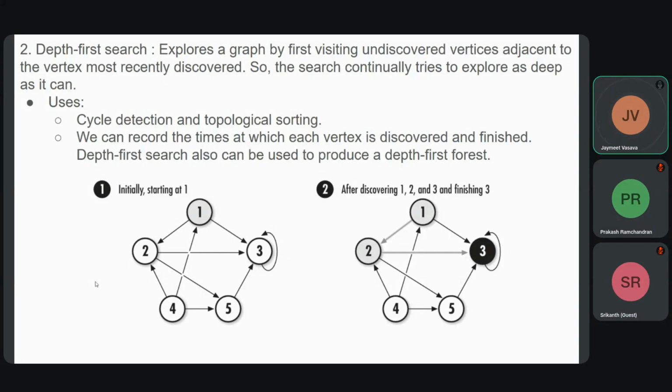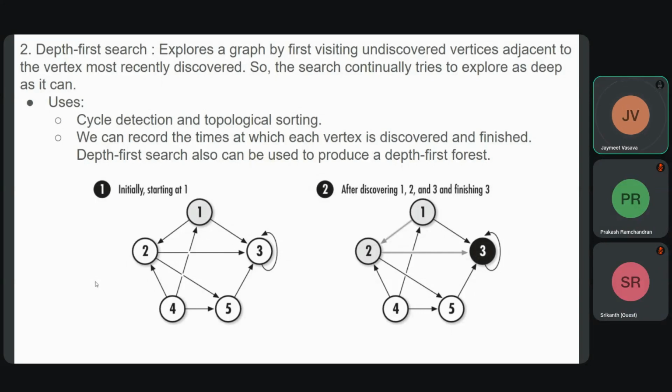For further uses, we can record the times at which each vertex is discovered and finished. Depth first search can also be used to produce a depth first forest. As you can see, we are starting at 1. So 1 is marked as gray, and the other vertices are still white, which means that they are not discovered.